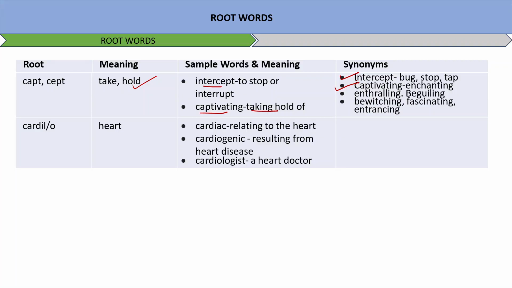Cardi or cardio means heart. Cardiac, relating to the heart. Cardiogenic, resulting from heart disease. Cardiologist, heart doctor. So these are some words which you can associate to. Okay.